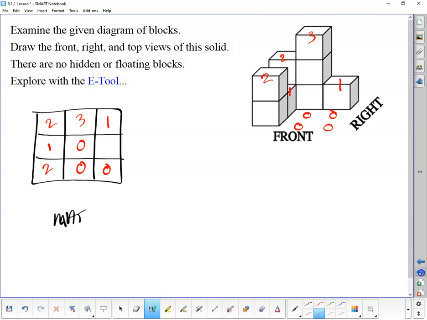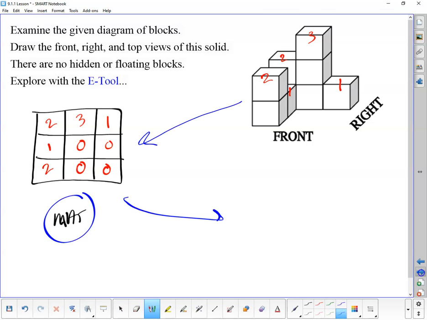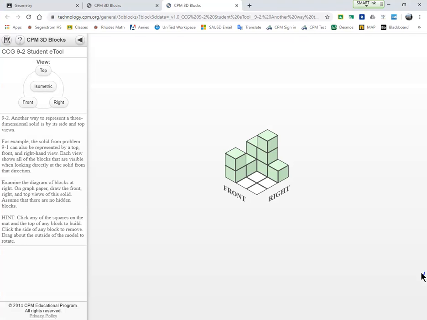0, 0, 0, 0. Now if you take out these zeros, it's just nothing there. So it's good to put in a 0. So we've taken this and we've gone and done our mat, and now over here we're going to try and see what our build looks like. So let's go back to the E-tool, and here it is. So this is what the build would be.